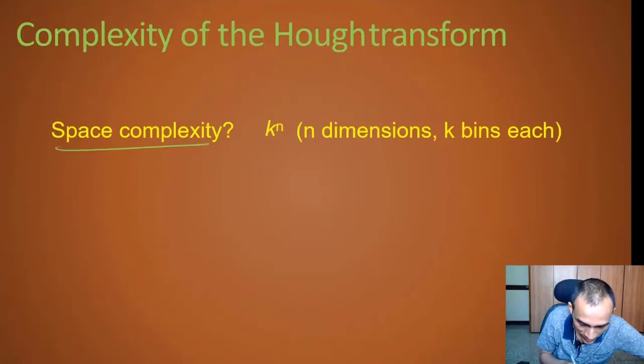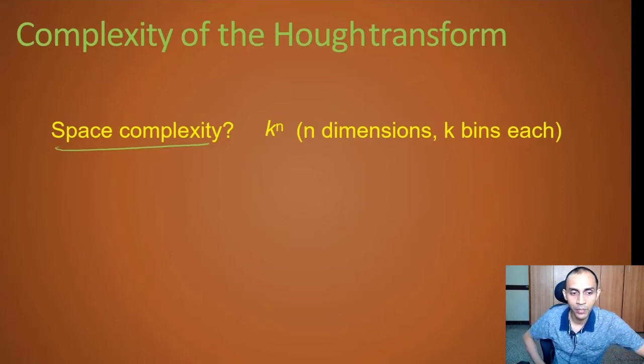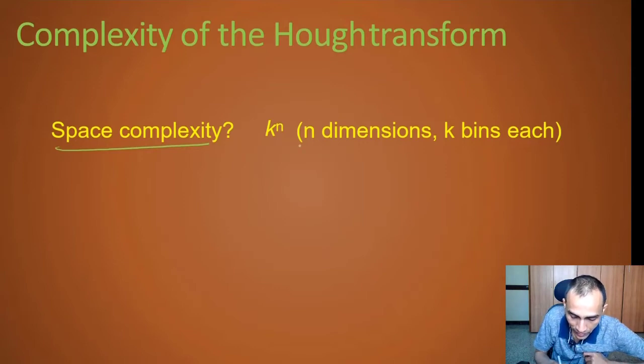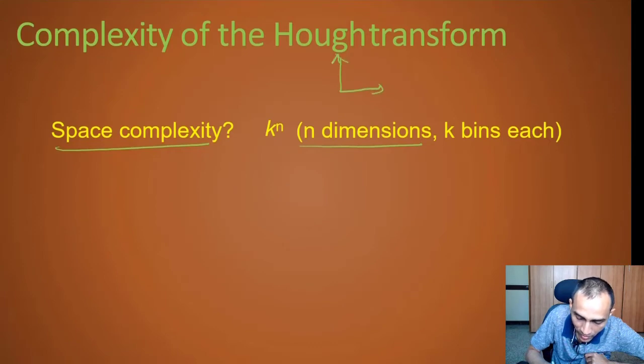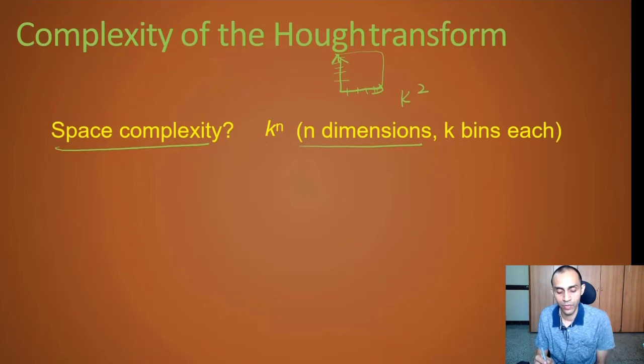In terms of space complexity, it suffers a little bit badly, because it depends on how many parameters, how many dimensions you have. In this case, for the straight line equation, we have 2 dimensions: m and intercept, or d and theta. If each parameter is quantized into k equal intervals, then k squared was the space requirement for the straight line problem.